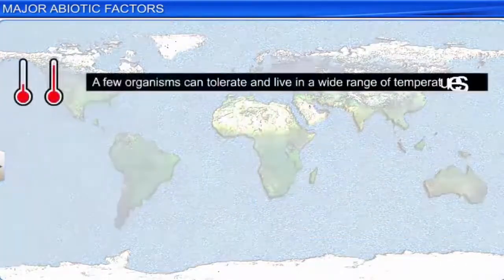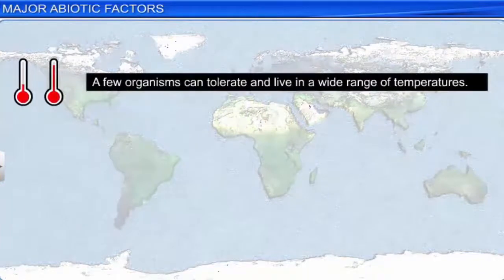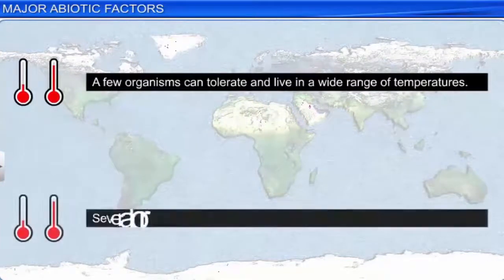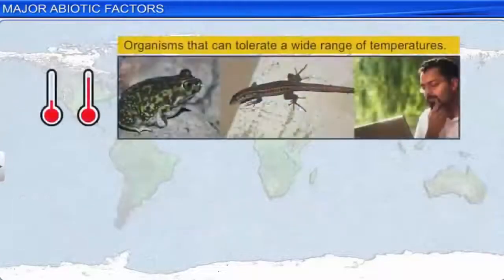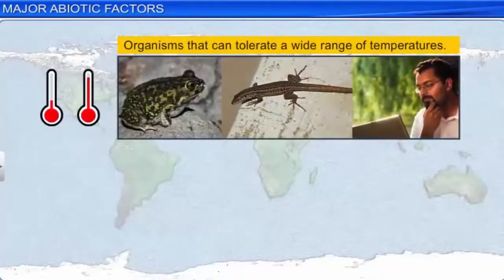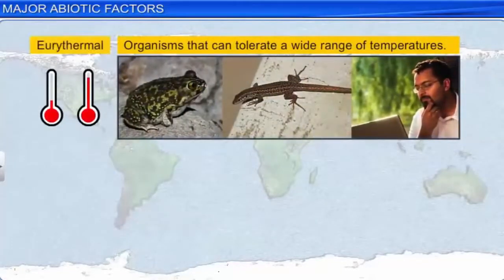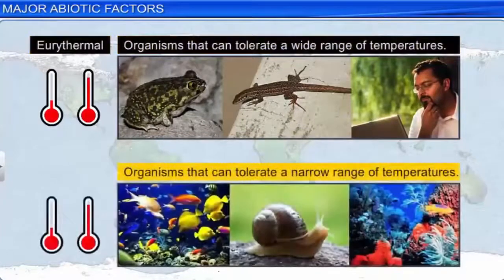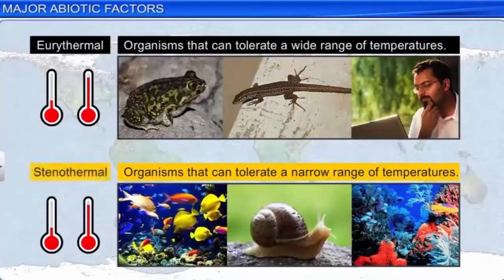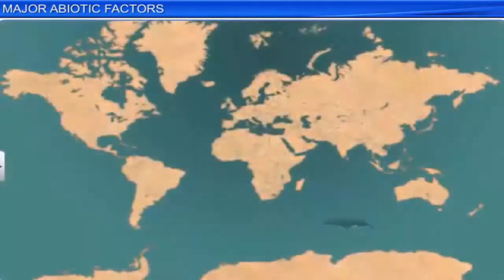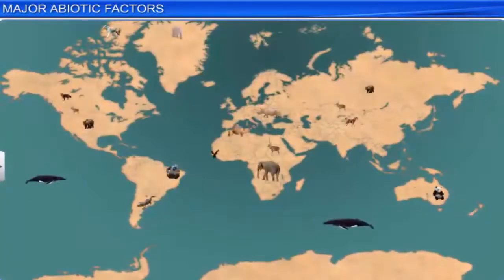A few organisms can tolerate and live in a wide range of temperatures, while a majority of them are restricted to a narrow range of temperatures. Organisms that can tolerate a wide range of temperatures are called eurothermal, while organisms that can tolerate a narrow range of temperatures are called stenothermal. In fact, the levels of thermal tolerance of different species greatly influence their geographical distribution.